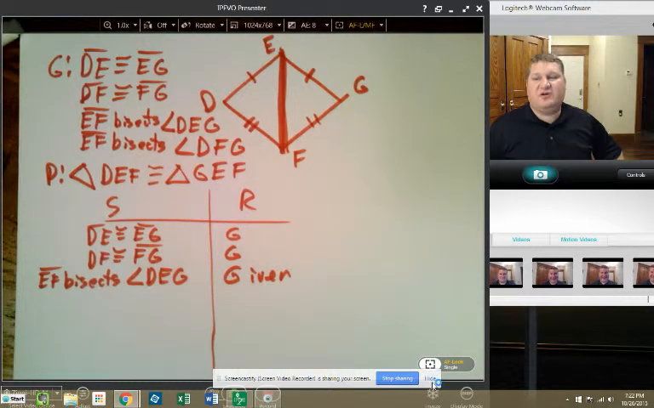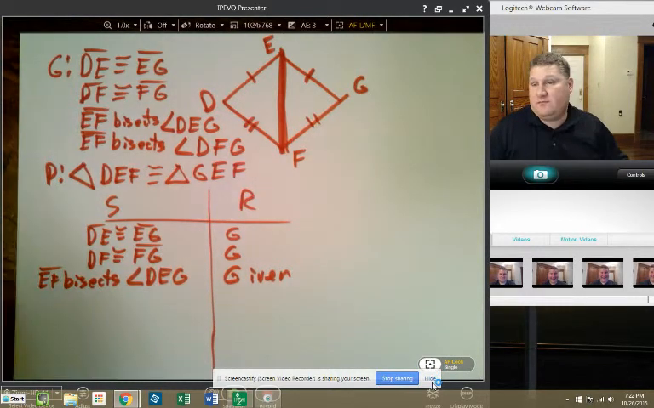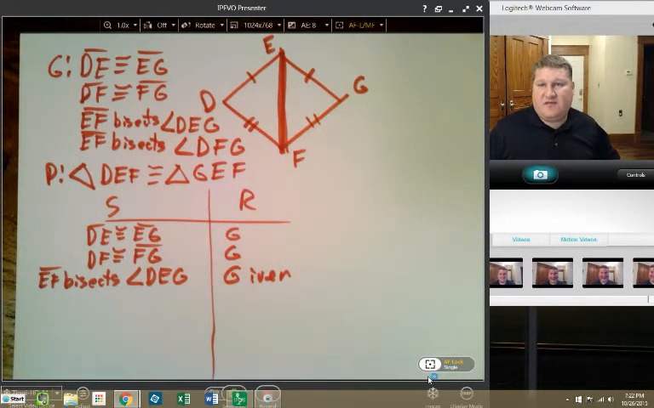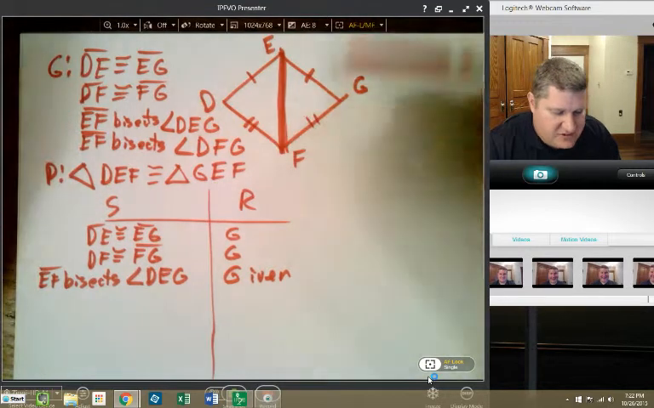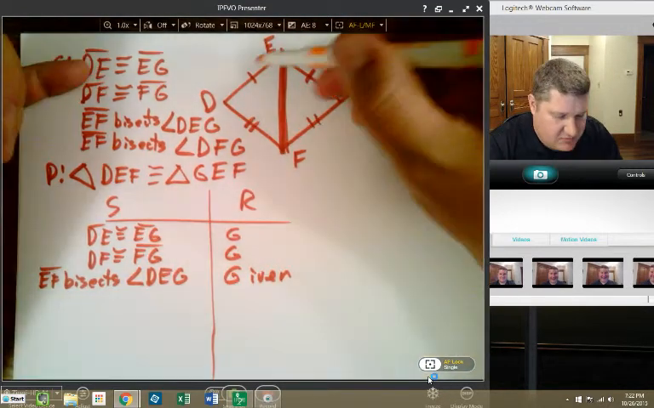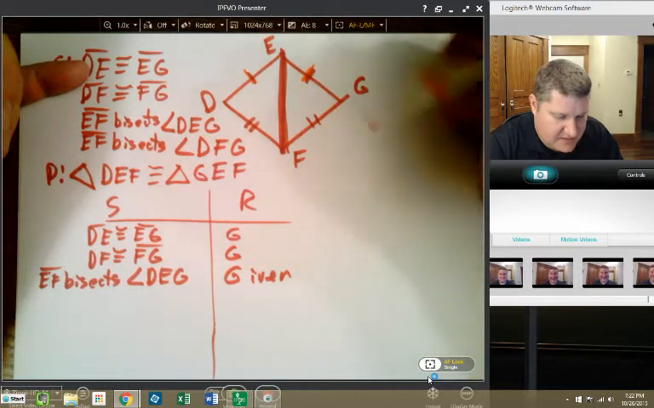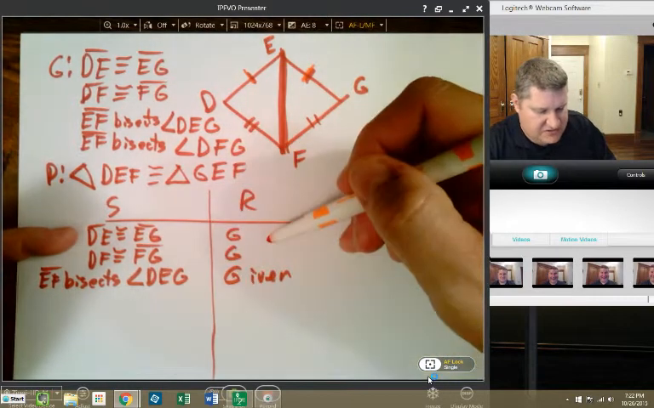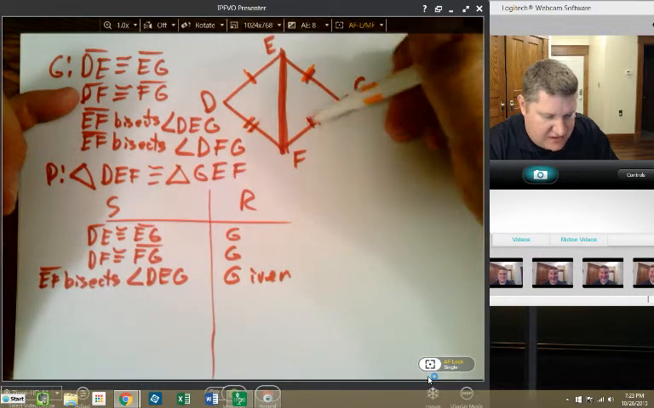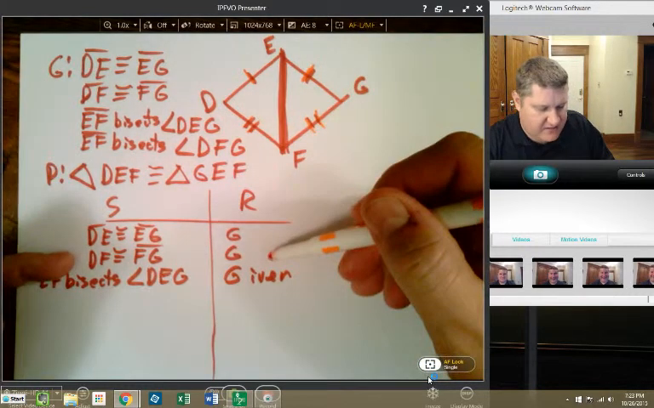Okay, let's start putting together some of these various theorems. Now, to put together these theorems, we have this picture here. We're given a couple things. We're given that DE equals EG. And DF equals FG. And we put that in the given.